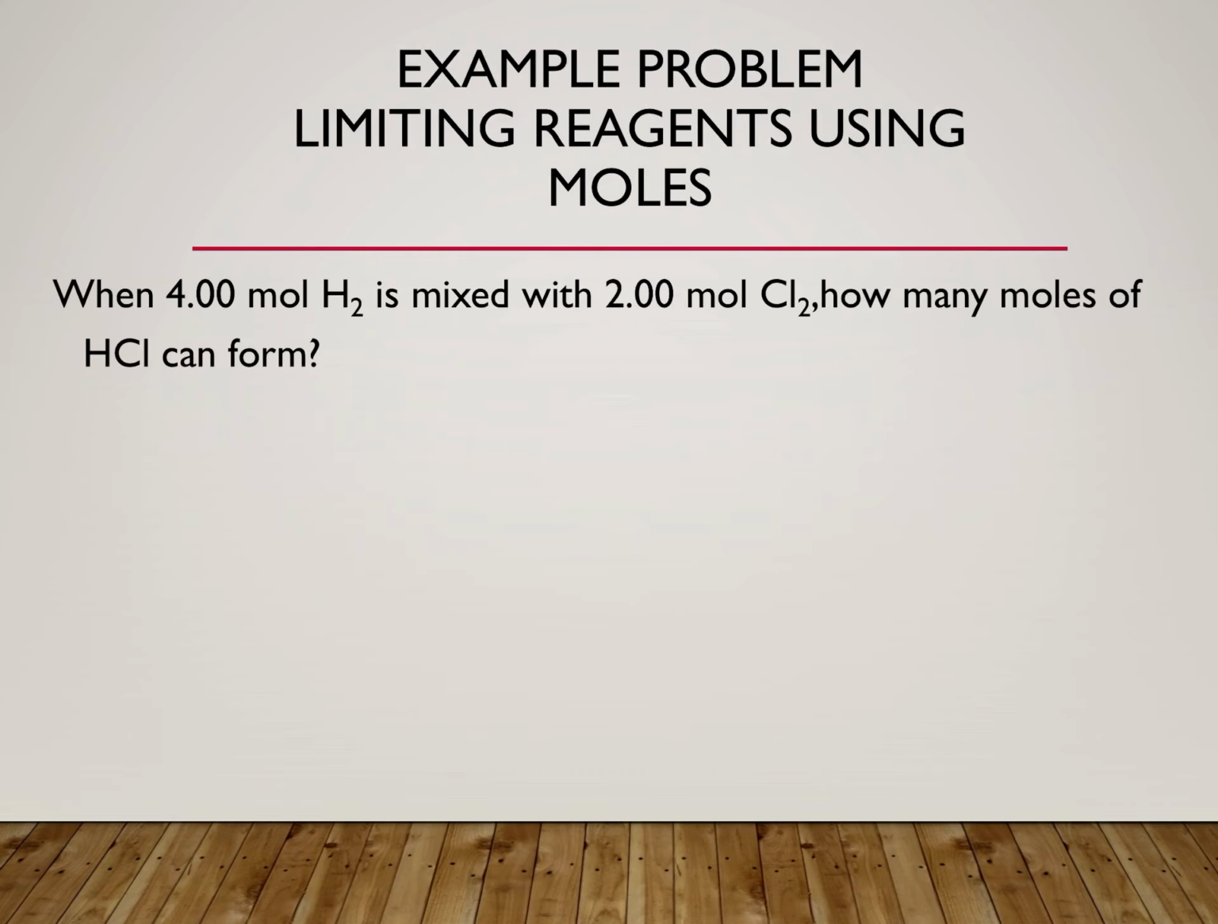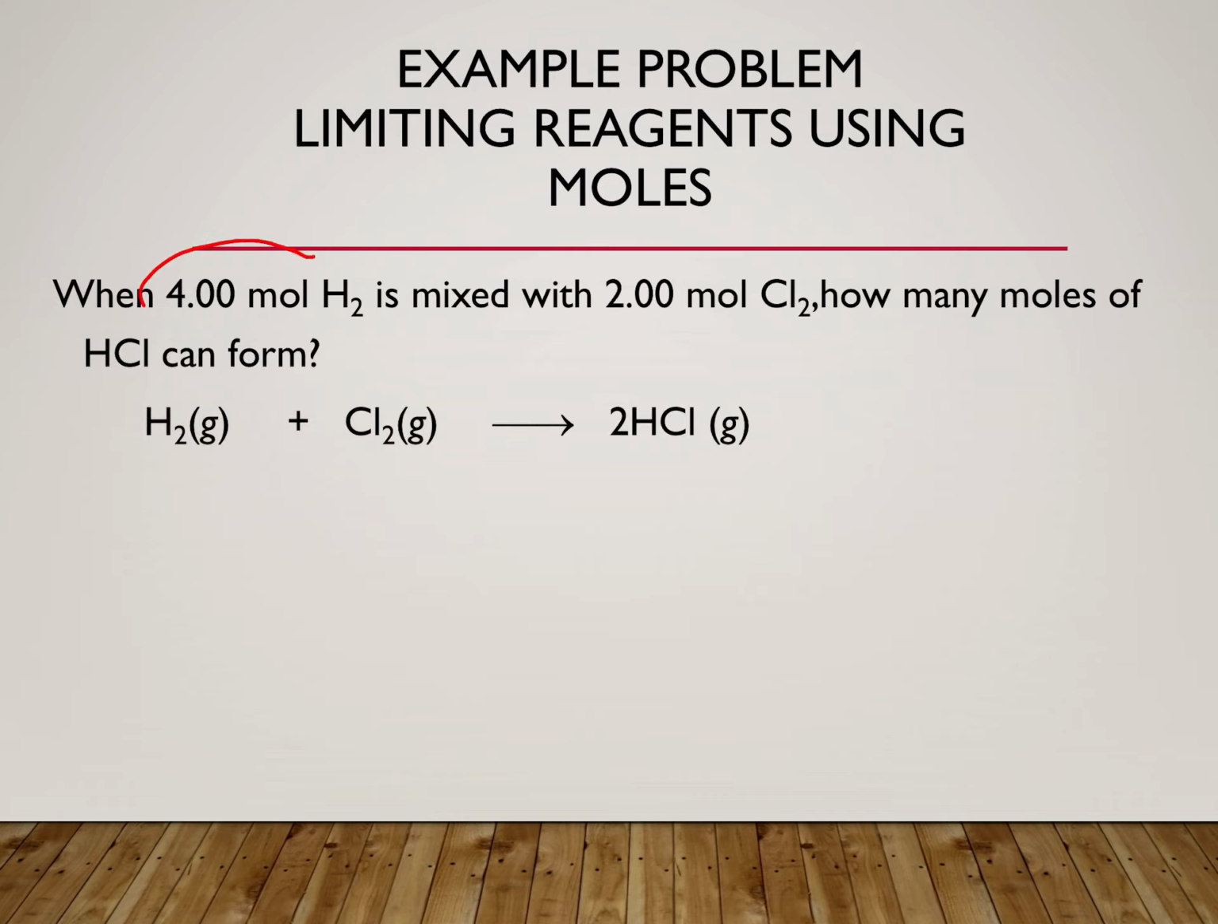So let's figure out how to do this using chemistry. If we have 4 moles of hydrogen mixed with 2 moles of chlorine, how many moles of hydrochloric acid can we form? So the first step is to always write a chemical reaction. So here we go, we have H2 mixed with Cl2 gives us 2HCl. And so we check, we make sure it's balanced, all that good stuff. And the way that we're going to do this is we're going to make 2 separate train tracks.